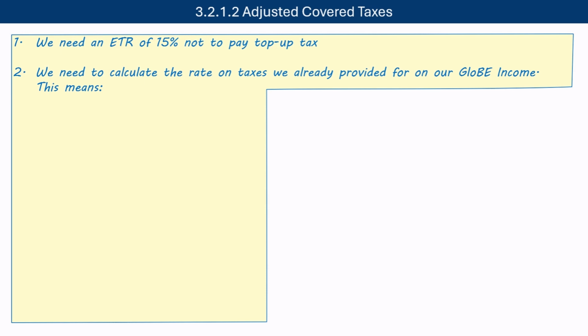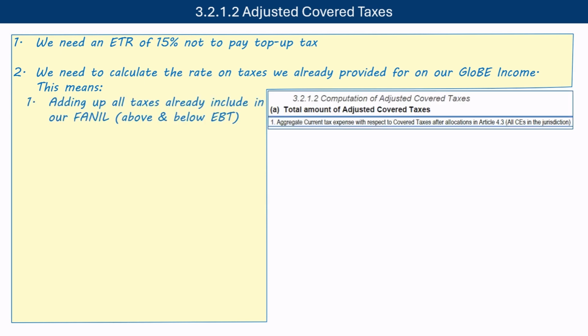Now that we have the GloBE income before tax, let us look at the taxes themselves so we can calculate our effective tax rate and our top-up tax, right? So we need an effective tax rate of at least 15% not to pay top-up tax. And we need to calculate the rates on the taxes we already provided for in our GloBE income, right? Because we already have this, the financial accounts. So this means we add up all the taxes already in the financial accounts above and below the EBT, right? So this is box 321 where we add all of this.